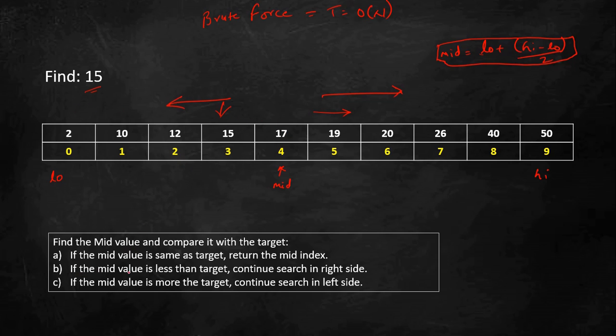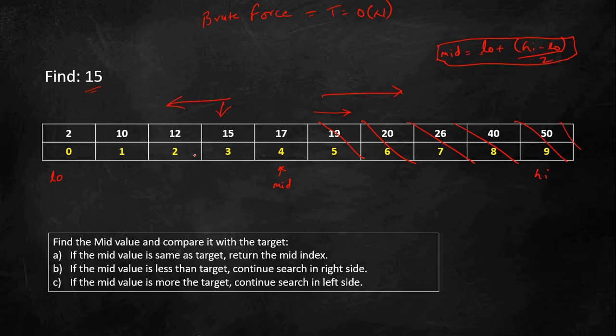So it says if the mid value is less than the target, continue search in the right side. Ours is not the case, ours is the third case. If the mid value is more than the target, continue search in the left side. So we have to continue search on the left side. That means we do not have to look into the right side at all after this step. So in the first step itself, we are removing almost half of the array. We are basically ignoring half of the array itself, and we will not be looking at this part at all. So already it is an n by 2 algorithm.